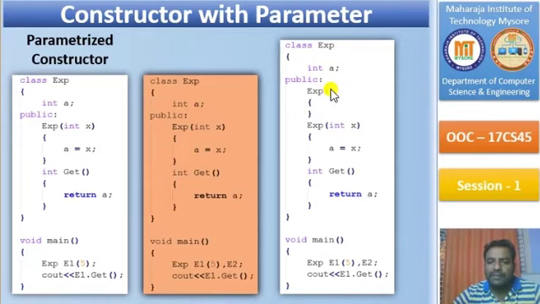Now see what happens. When I create E1, the parameterized constructor is called. When I create E2, the zero argument constructor is called. Now it is error-free code. And one thing you want to note here is that when I create E1, I'm assigning the value for a as 5.